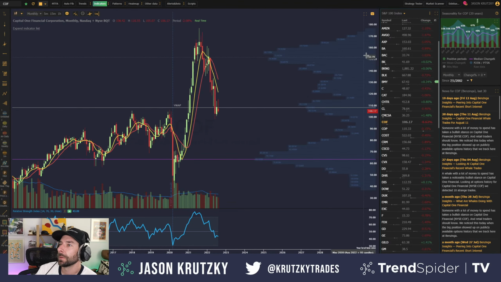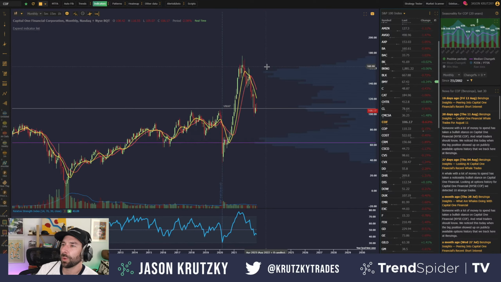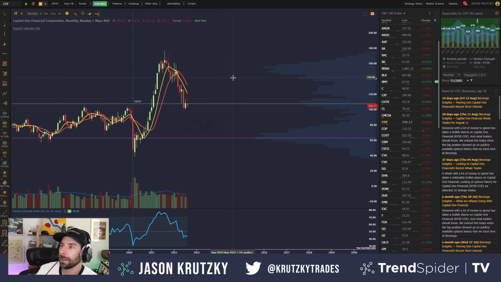COF. What's COF doing? Capital One. Okay. Capital One up and over its point of control from COVID lows. Just trying to hold on to that VWAP from the COVID low. They held it initially. They traded below it, and now they're rejecting at it. Shooter on the monthly, below its 200, below its 12-month. Doesn't look super good.